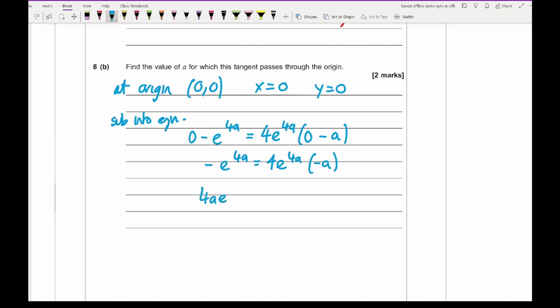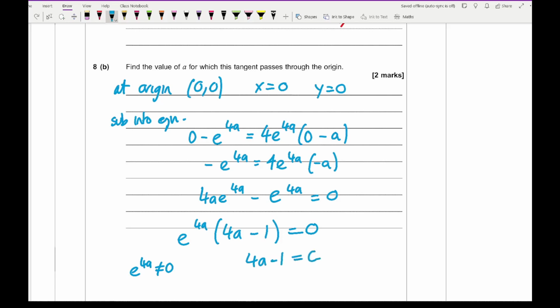And then if I take everything onto one side, I get 4ae to the 4a minus e to the 4a equals 0. I can then factorize by taking e to the 4a out, in which I get 4a minus 1 equals 0. Now e to the 4a can't equal 0, so therefore 4a minus 1 equals 0. So then working with this, we get a equals a quarter, and there is my answer.